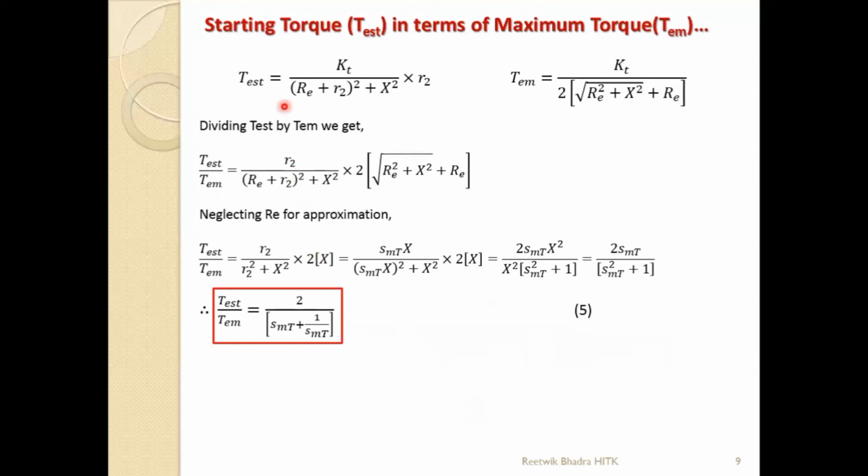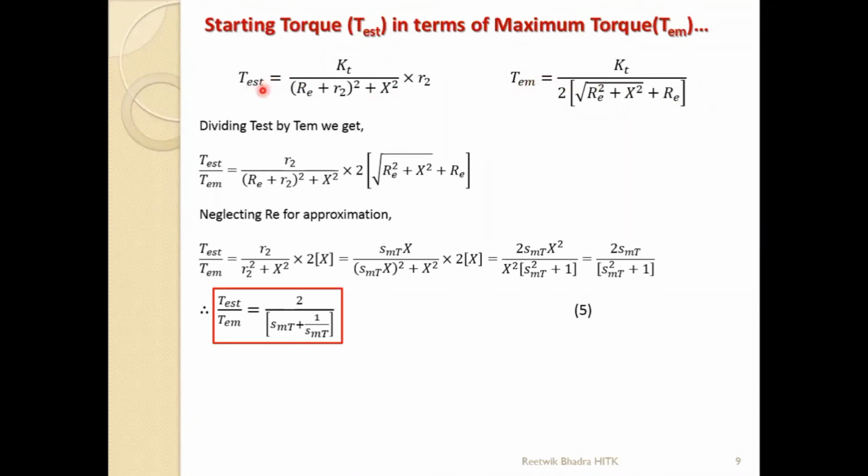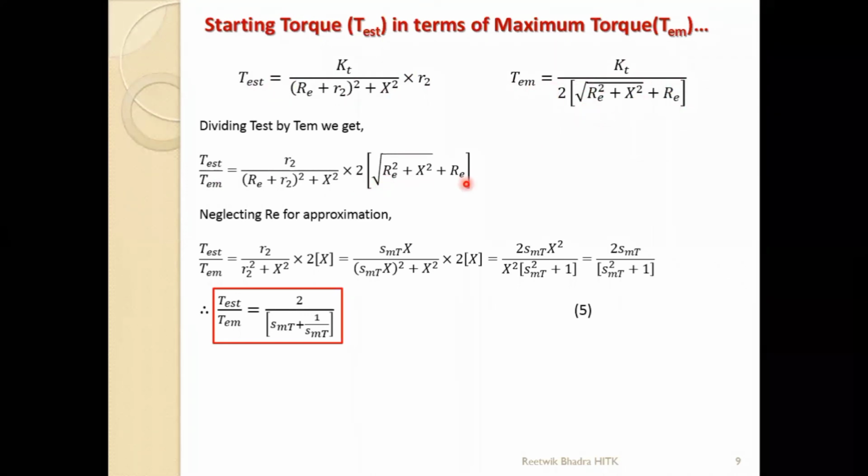Same goes for this starting torque. We have written the Tst equation. We have written the maximum torque equation. Then divide any one by any one. Means you can divide Tst by Tm or the opposite way, whichever you like. So Tst by Tm is equal to, so this is in the numerator, this is in the denominator. So Kt anyhow cancels out. This term remains same, R2 by this term, R2 by Re plus R2 whole square plus x square. This denominator term comes in the numerator.